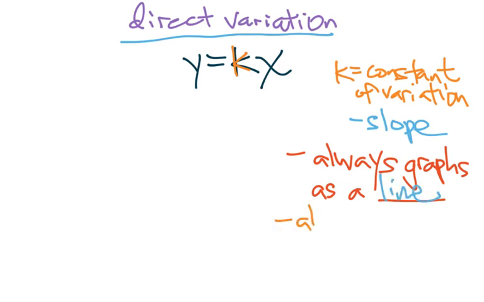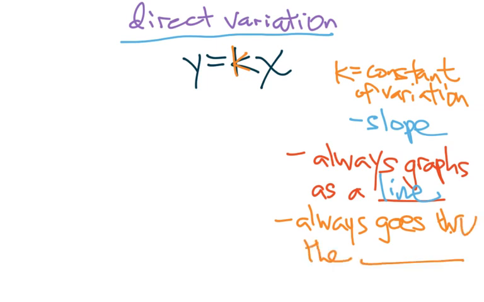How about this one? Always goes through the what? Look at the ones we've already done. What have they gone through? Well, if you're thinking origin, you would be right. And that's how they graph. That's how direct variation works.